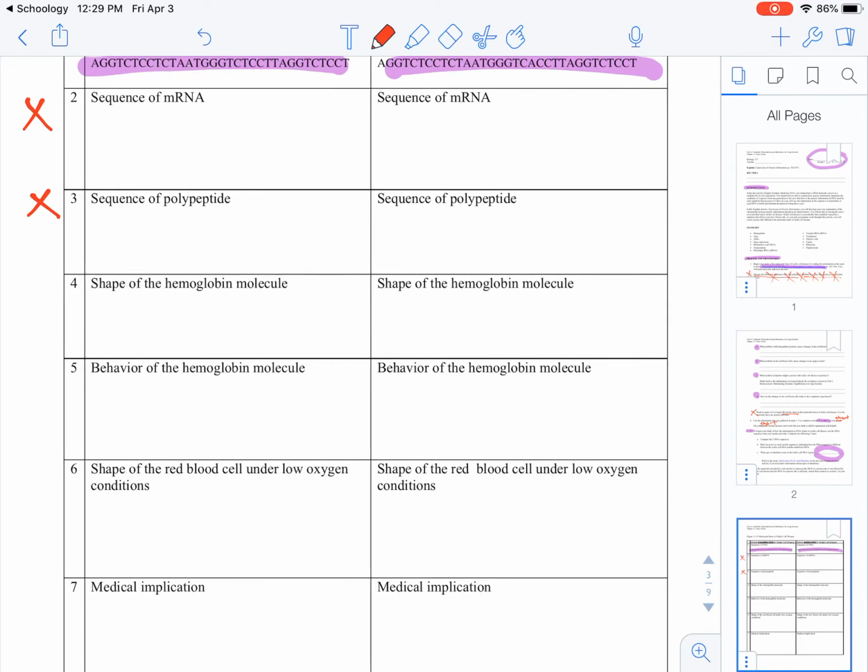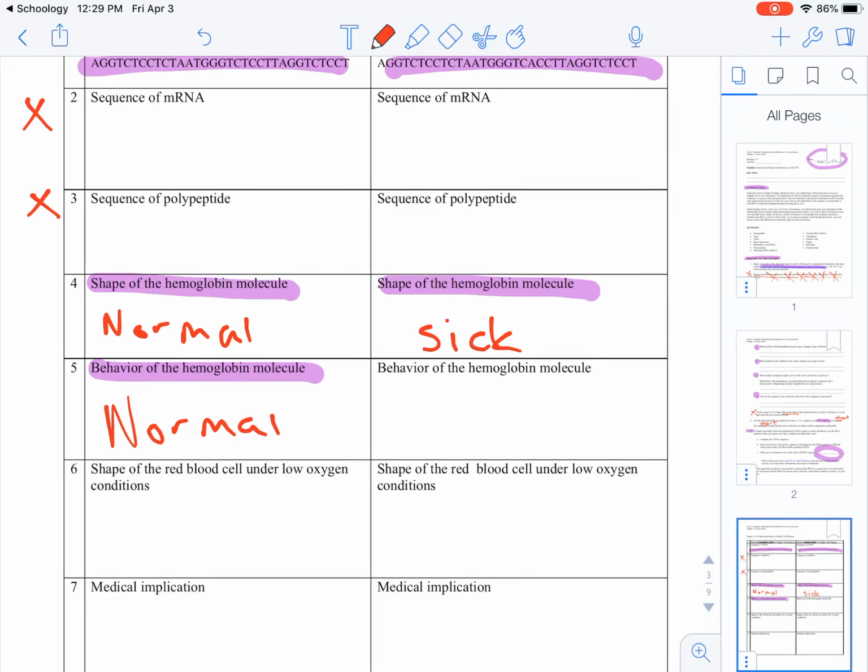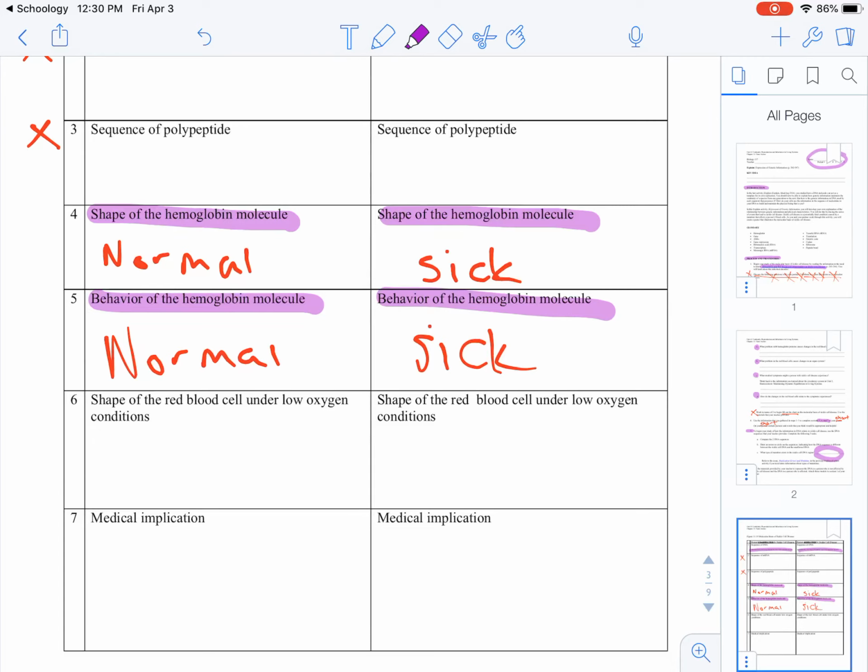Okay? Then this chart right here, you do not need to do this box, this box. You don't need to do those today. You should, though, fill out this. So this is the normal shape, and this is the sick shape. This is the normal behavior of hemoglobin. This is the sick behavior of hemoglobin. So you're going to figure out, based on the readings and the videos, what does normal hemoglobin look like? What does sick hemoglobin look like? What does normal hemoglobin act like? What does sick hemoglobin act like?